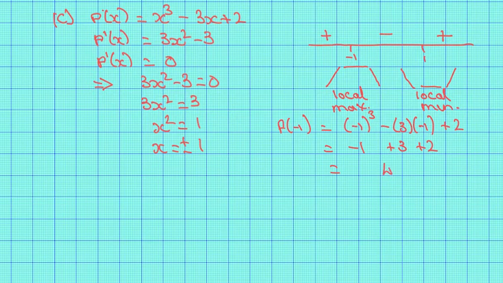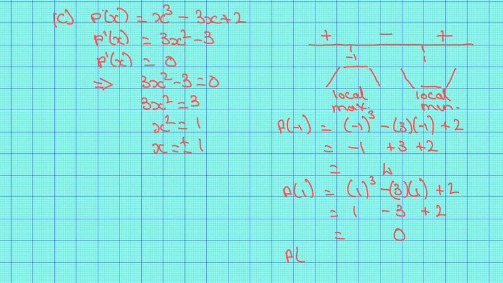4. And we need to do f of 1, which is equal to 1 cubed minus 3 lots of 1 plus 2, which is equal to 1 minus 3 plus 2, which is equal to 0. You also need to find the y-intercept, so I want f of 0, which is 0 cubed minus 3 lots of 0 plus 2, which is 2.